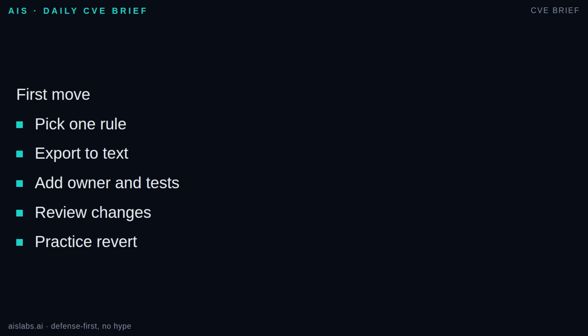Ask another analyst to review only the diff. Keep the review focused. Does the logic still match the detection goal? And could this suppress more than intended? After deployment, document the result. Then practice a revert in a non-production path, so the team knows the motion. The first win is one rule, one repo, one rollback path.